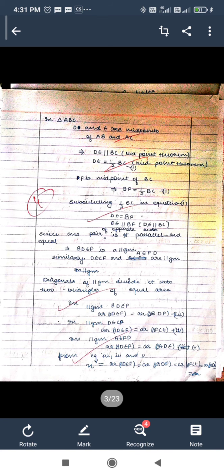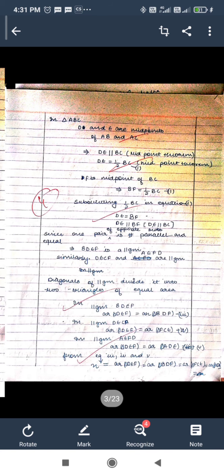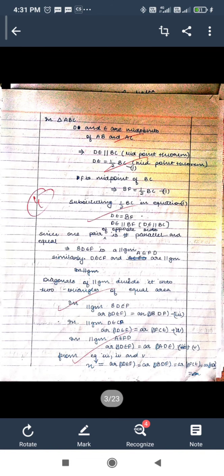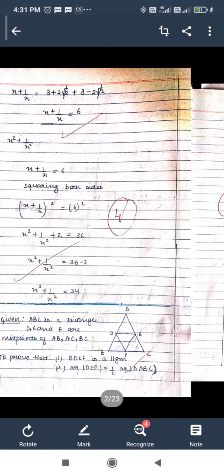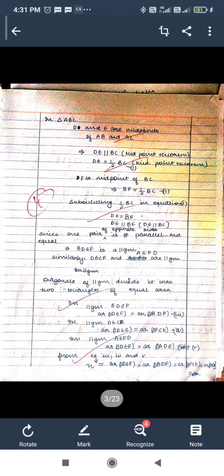For that, by the midpoint theorem, we will prove that DE is parallel to BC and DE is half of BC. So we will substitute the value of half BC, that is BF. So we say that DE is equal to BF and DE is parallel to BF. Since one pair of opposite sides are parallel and equal, BDEF is a parallelogram.